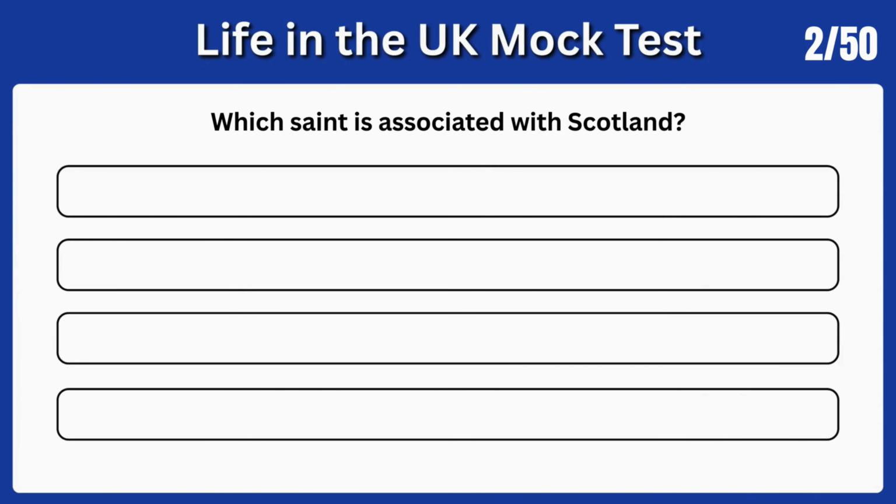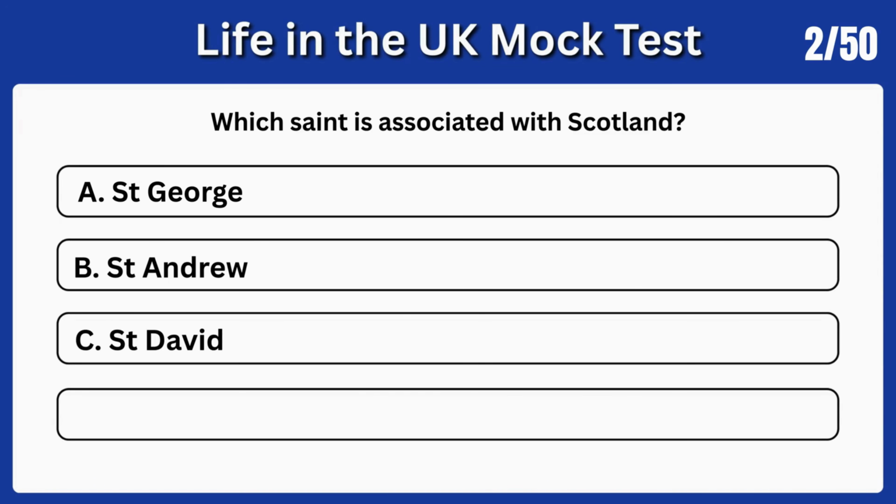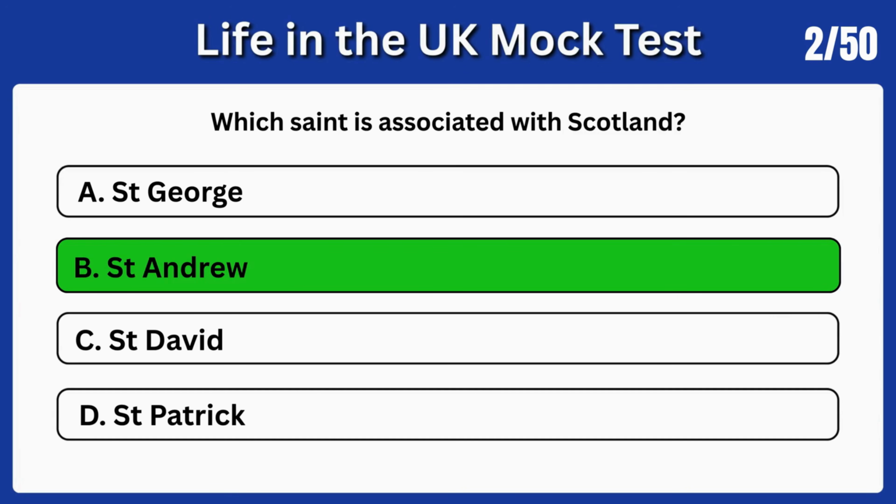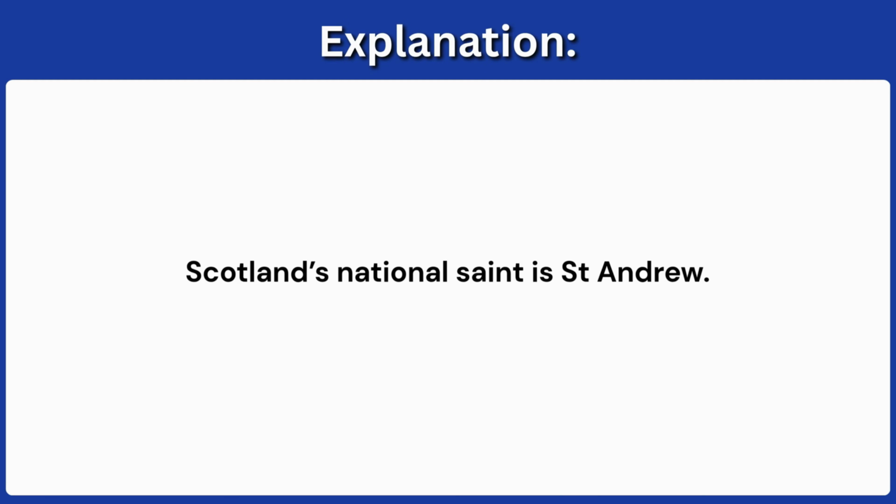Question 2. Which saint is associated with Scotland? A. St. George. B. St. Andrew. C. St. David. D. St. Patrick. The correct answer is B. Explanation. Scotland's national saint is St. Andrew.